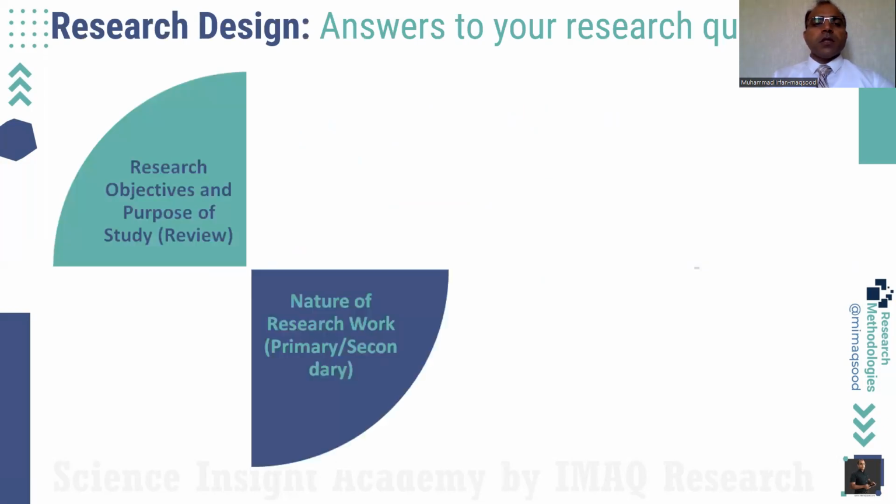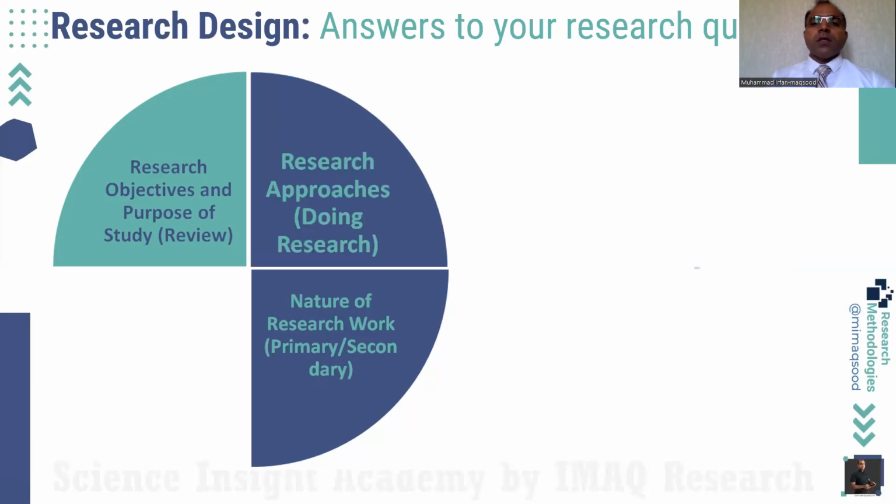Research designing strategies are divided into four components. The first is defining the research objectives and the purpose of a study, doing critical reading and literature review analysis, and defining what nature of research work we are going to do: primary research work, based on the data you are going to collect or generate, or secondary research work, based on analysis of data already collected or generated by someone else.